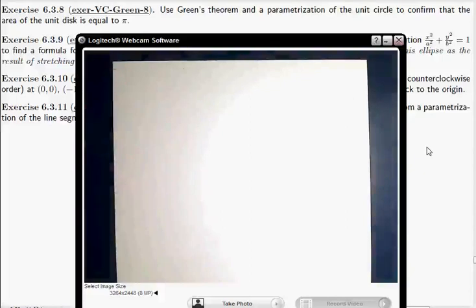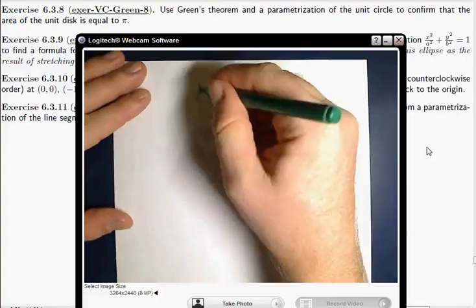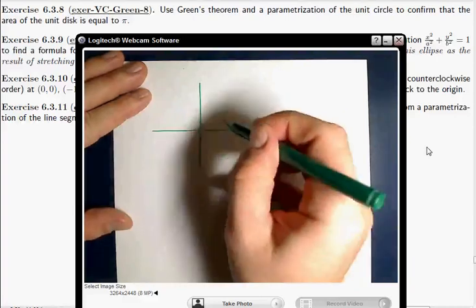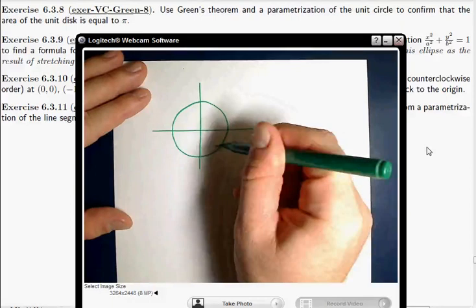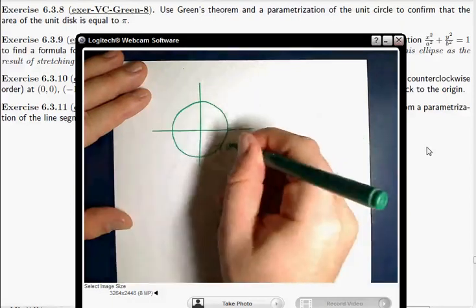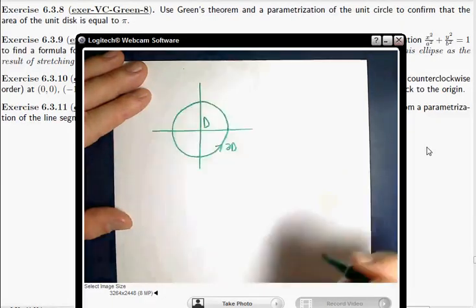Okay, so Green 8. The problem asks to confirm that the area of the unit disk is equal to pi. Well, use Green's theorem. What the problem means is use this particular special case of Green's theorem, the one that computes area. In particular, if you have a curve like that, that's the boundary of some region D.